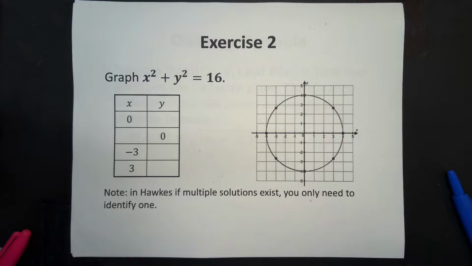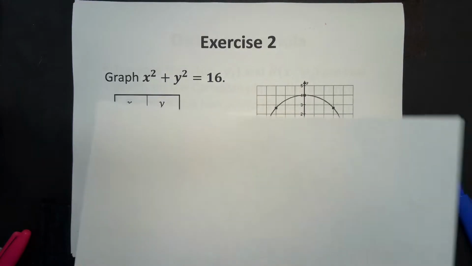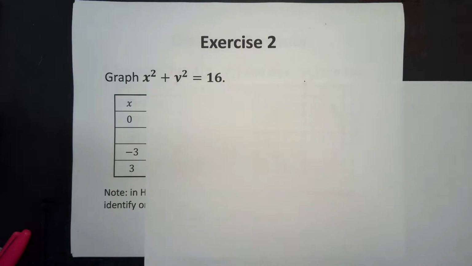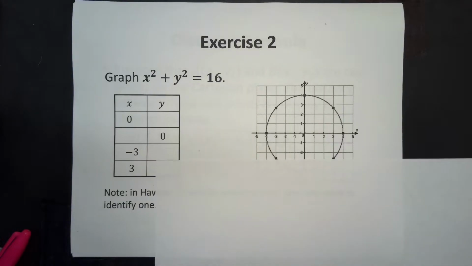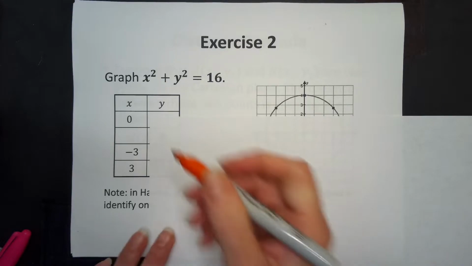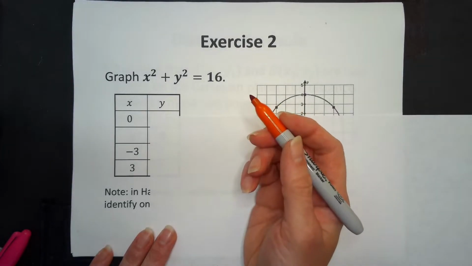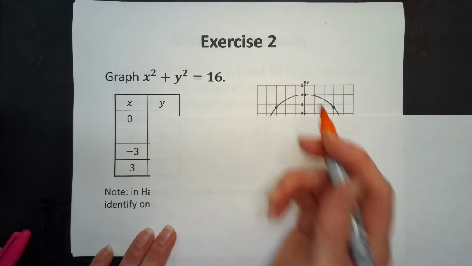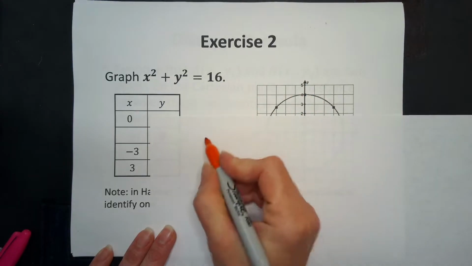Here, the second exercise, they give us another graph. I need some extra paper for this. They want us to graph x squared plus y squared equals 16. And they give us a bunch of values to plug in. The first they say is to try plugging in 0. It's always a good idea to plug in zeros, make one of your variables zero. It may make it easier to solve. Let's see if that works.